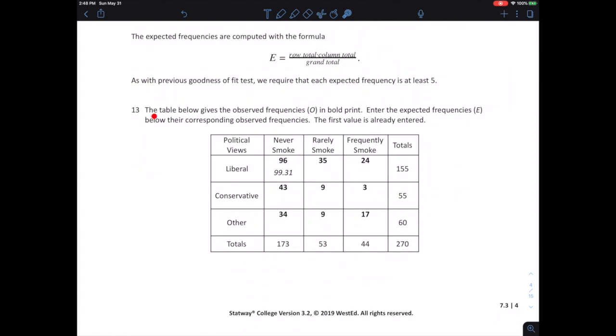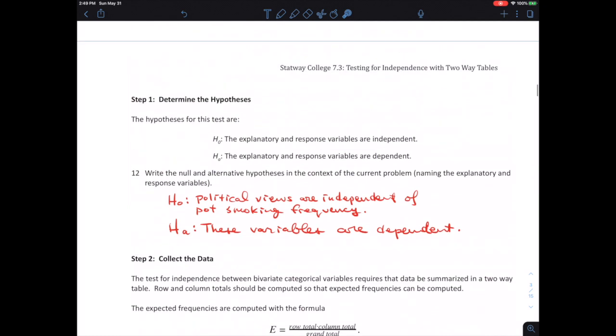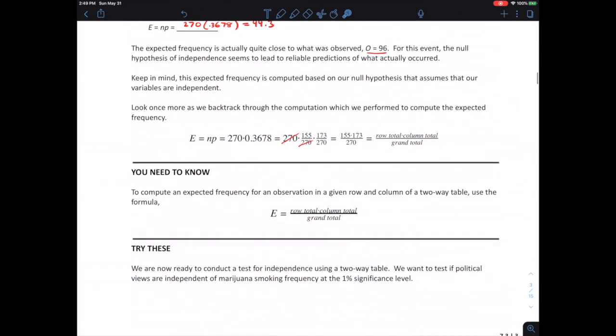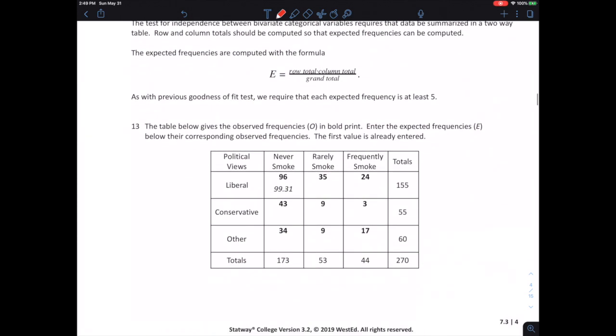The table below gives observed frequencies O in bold print. Enter the expected frequencies below their corresponding observed frequencies. The first value is already entered. We did the 99.3, and now it says 99.31, so apparently it's a little more precise. So that was up here, and I'll go ahead and put the 1 after it, 99.31. Okay, let's do some more.